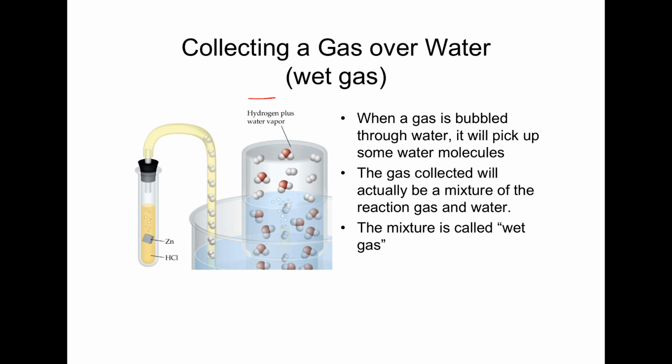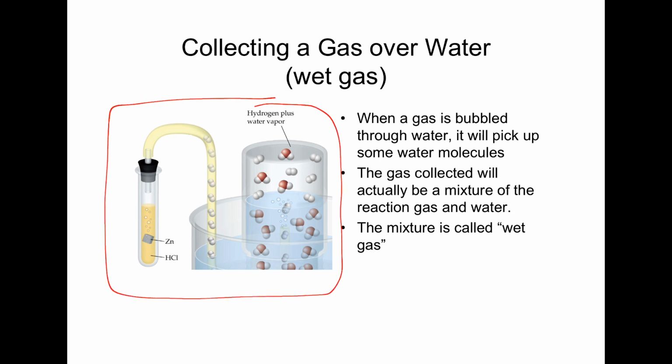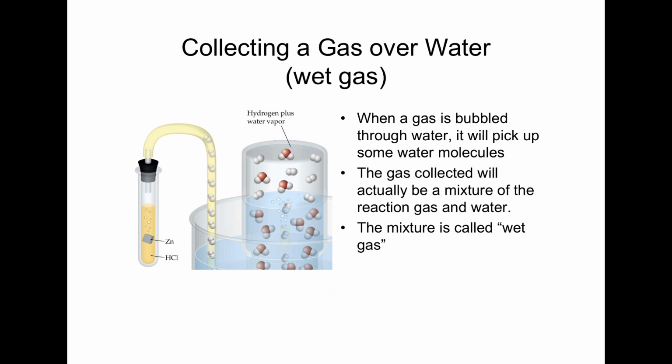So we have a picture over here, and I regret that a lot of the picture got cut off, so I'm going to draw in what's missing, but I'm going to start with the parts that are actually there. In this test tube, we have a reaction going on. It's zinc plus hydrochloric acid. That is a single replacement reaction. It makes zinc chloride and hydrogen gas.